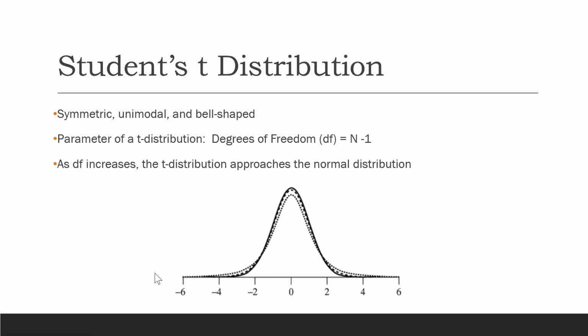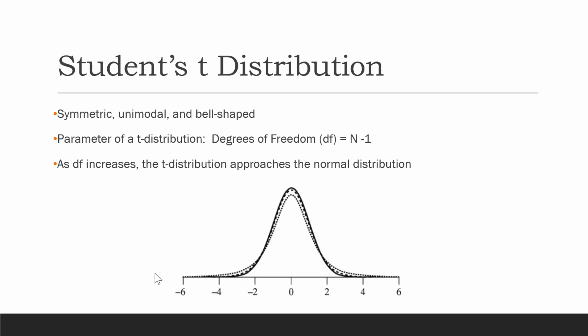All right, a little bit of information about Student's t distribution. It is a symmetric, unimodal, and bell-shaped distribution. So it's going to look very similar to a normal distribution, and it works in a very similar way. We calculate probabilities by looking at areas under the curve. But remember when we were dealing with the normal distribution, we said that every normal distribution can be identified or specified by knowing the mean and the standard deviation.